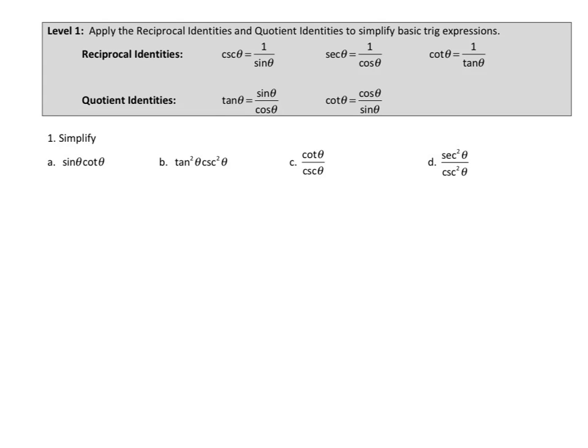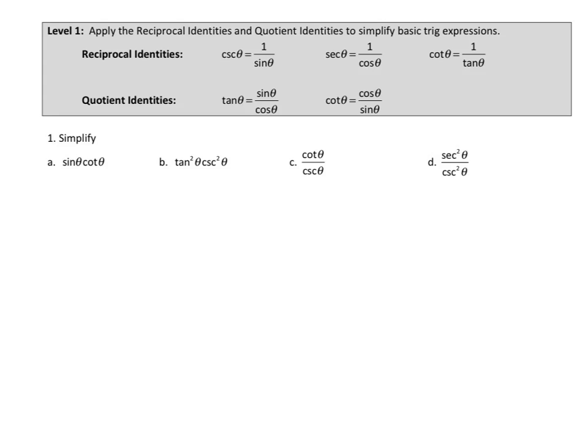In this next skill, which is trig identities, we will start by simplifying basic trig expressions. In level 1, we will be using reciprocal identities and quotient identities. Since cosecant is the reciprocal of sine, we could write cosecant as 1 over sine of theta. Secant is 1 over cosine of theta, cotangent is 1 over tangent theta. And then the quotient identities are that tangent is sine over cosine and cotangent is cosine over sine.